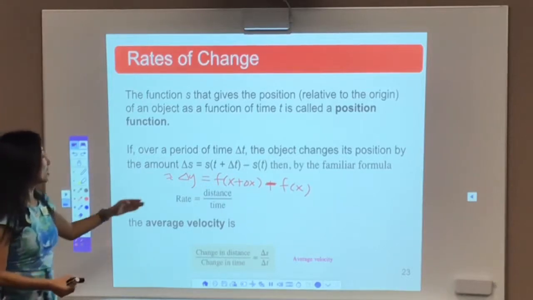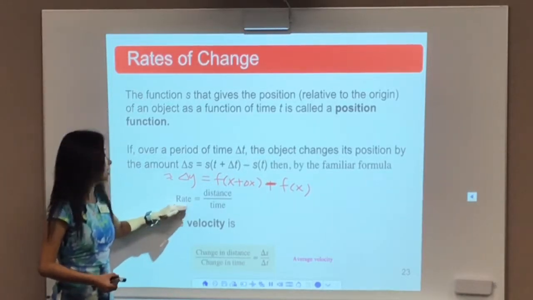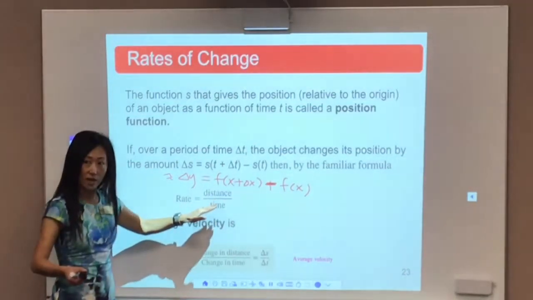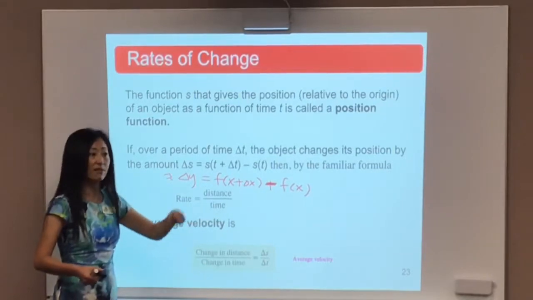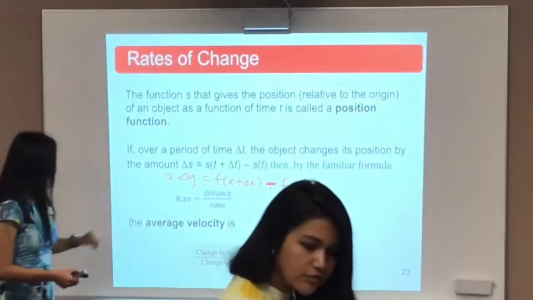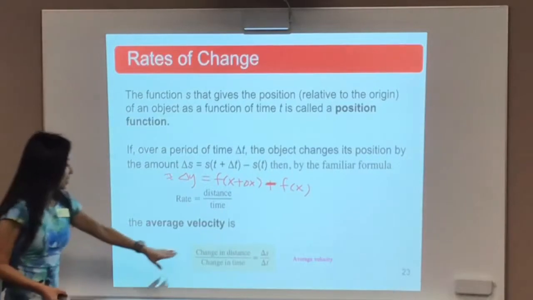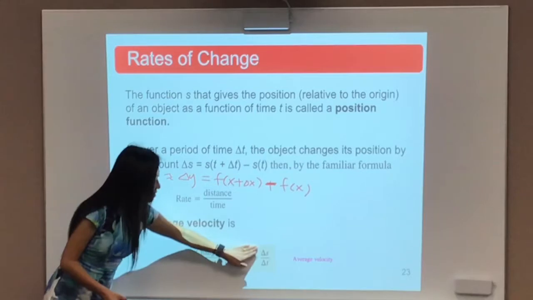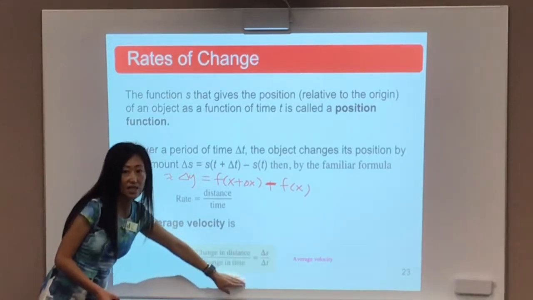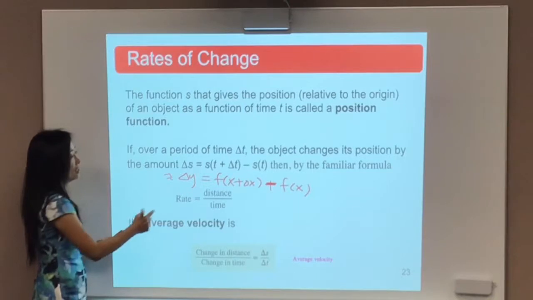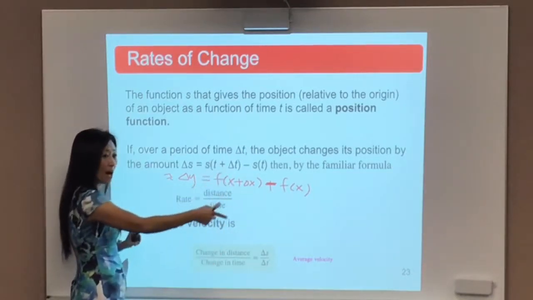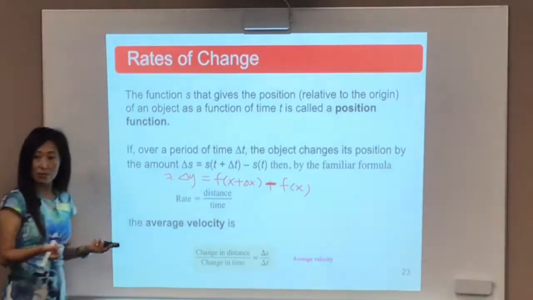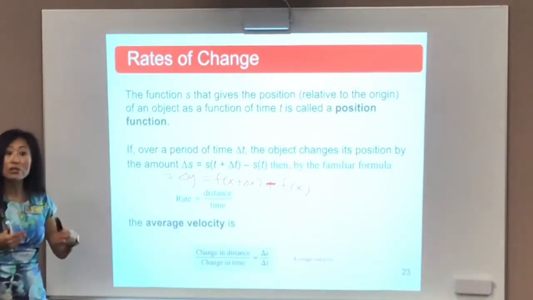All right, rate is equal to what? Rate, the speed, is equal to distance divided by time. You probably use this one in your physics class all the time, okay? When you find your distance and velocity and acceleration, you use this. All right, average velocity is change in distance divided by change in time, which is delta s divided by delta t. So we used to use x and y, but now we're using s and t. Is everybody with me? It's the same thing, but we're just using a different variable.